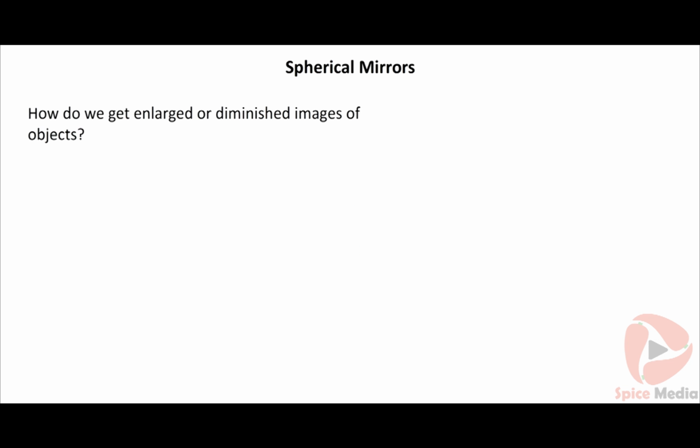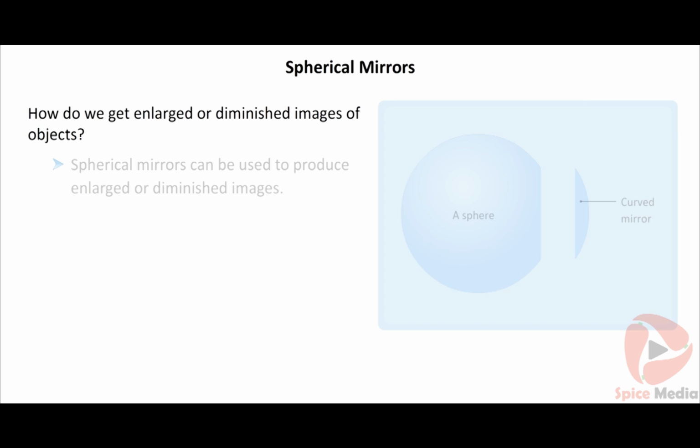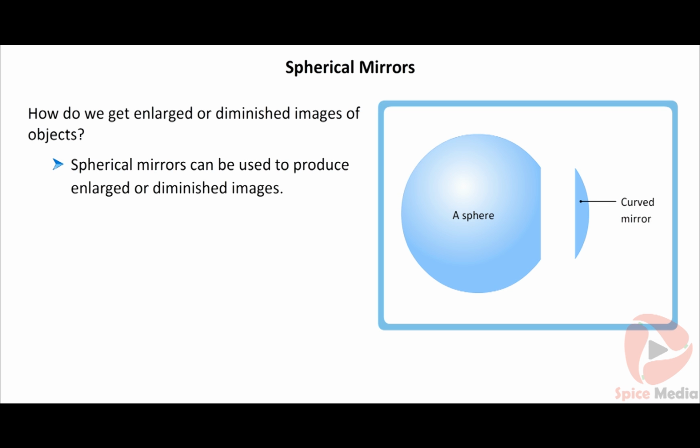We know plane mirror form images of size equal to size of objects and at the same distance from the mirror. If we need enlarged or diminished image, how do we get it? Yes, spherical mirrors can be used to produce enlarged or diminished images. A spherical mirror is a curved surface mirror that has the same shape of portion of large sphere.